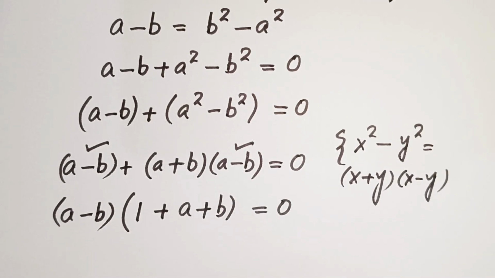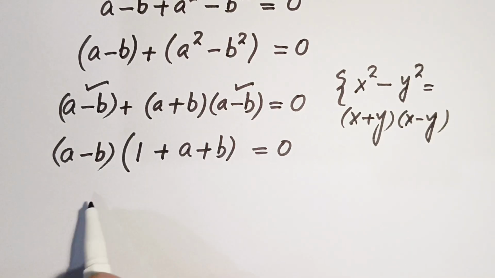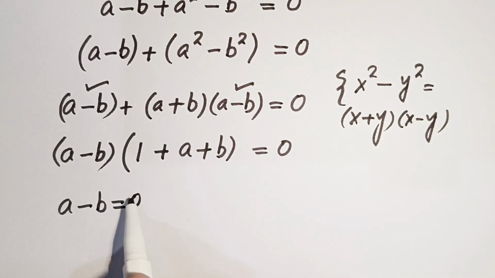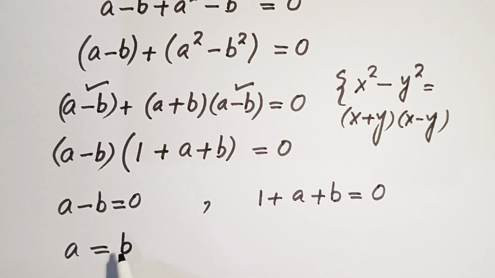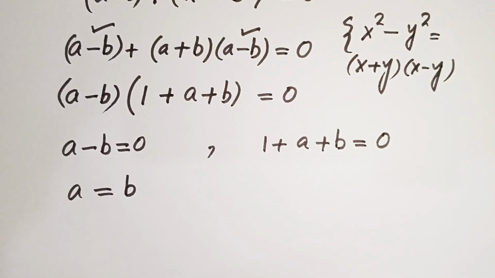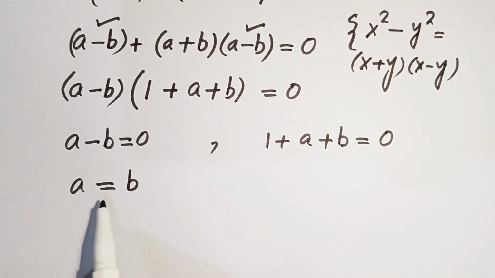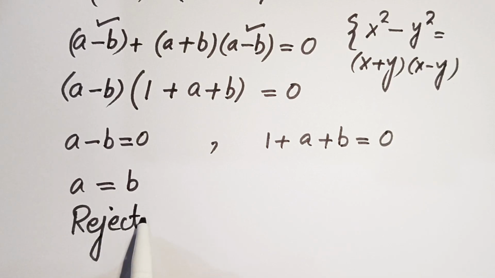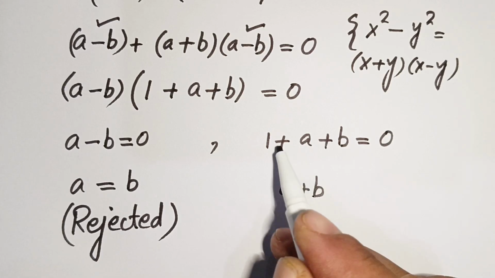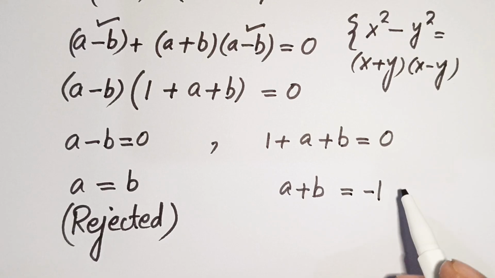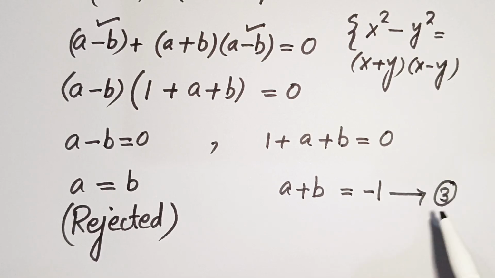Now we have two possible conditions here: a minus b is equal to 0, and 1 plus a plus b is equal to 0. Now a is equal to b, but in the given problem a is not equal to b, so this is rejected. We don't take this equation. So 1 plus a plus b equals 0 can also be written as a plus b equals minus 1, if we shift plus 1. So let's say it is our equation number 3.